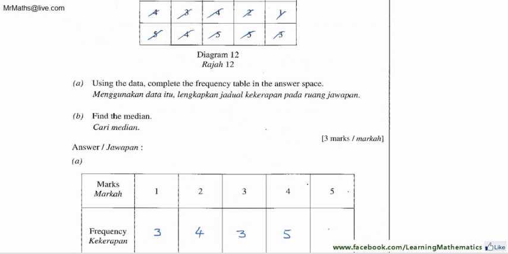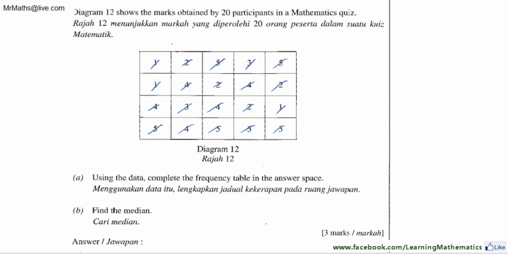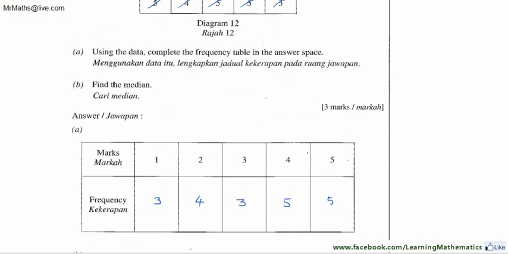So let's go and verify how many participants. 20 participants, right? So let's go and total them up. 3 plus 4 is 7, 7 and 3 is 10, 10 and 5 is 15, 15 and 5 is 20, so that's correct. So that should give us 3 marks. So what's the median?